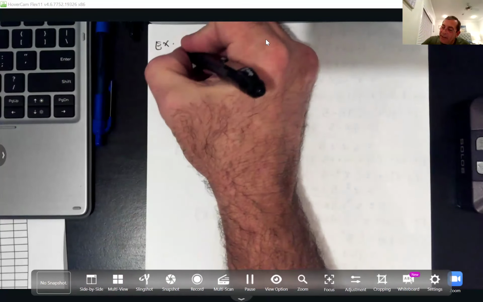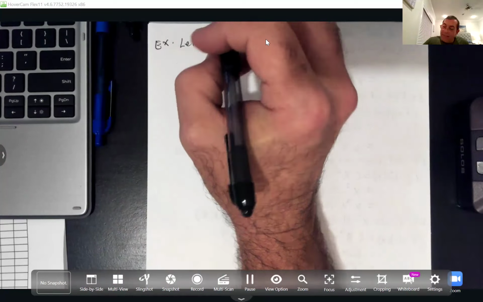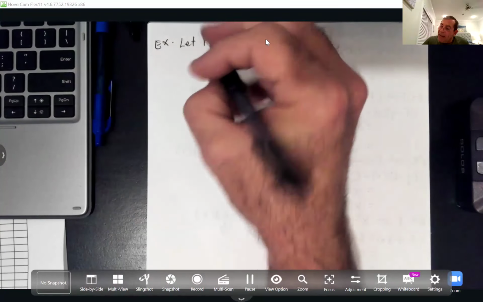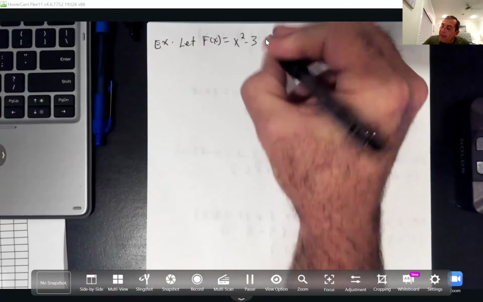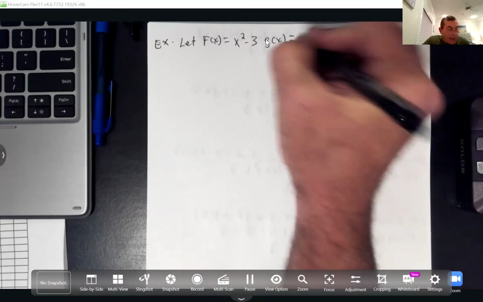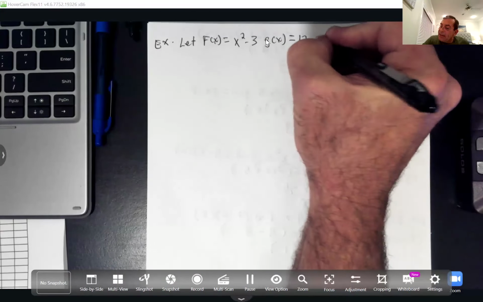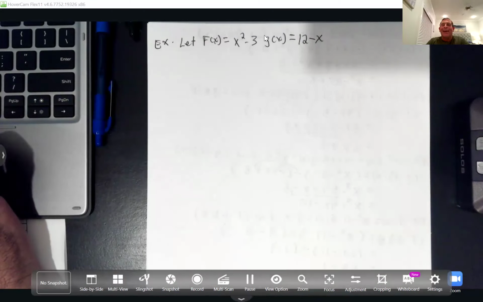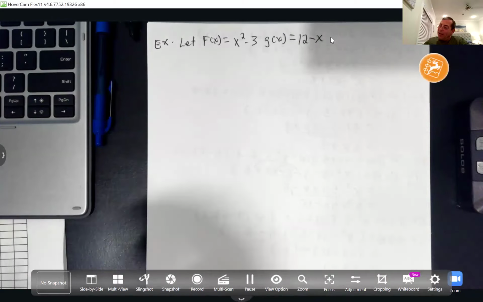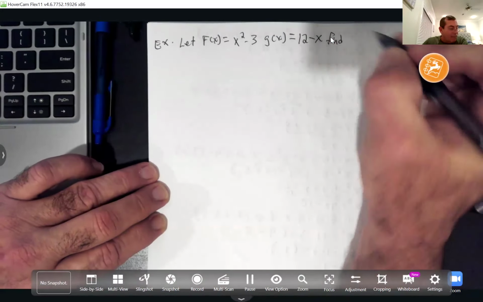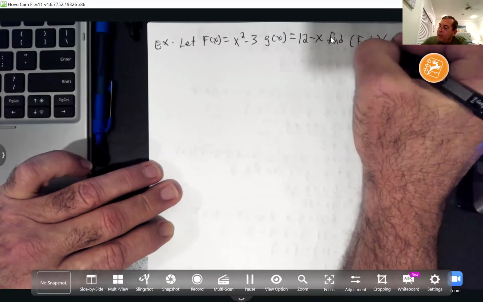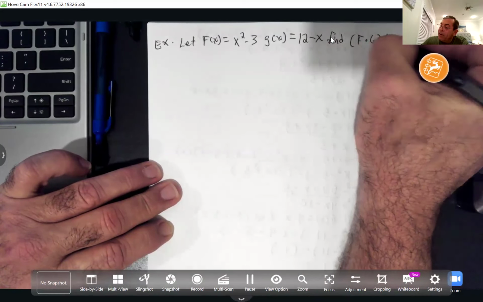What if I did this? Let f of x equal x squared minus 3. But then I said g of x equals 12 minus x. And then what they want me to find on this one, f times g of a little n.